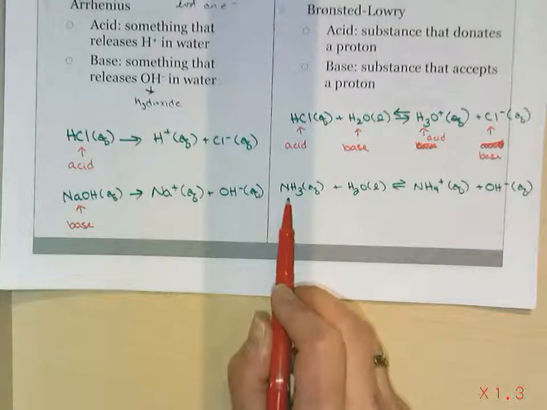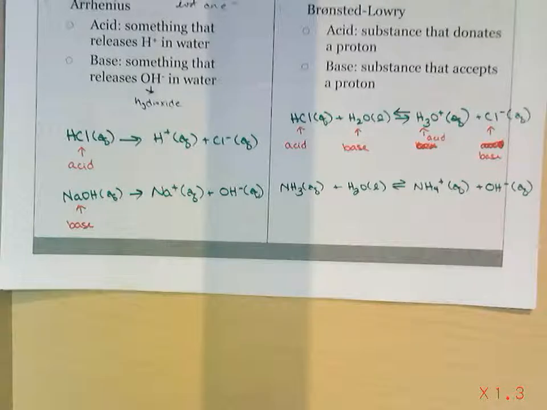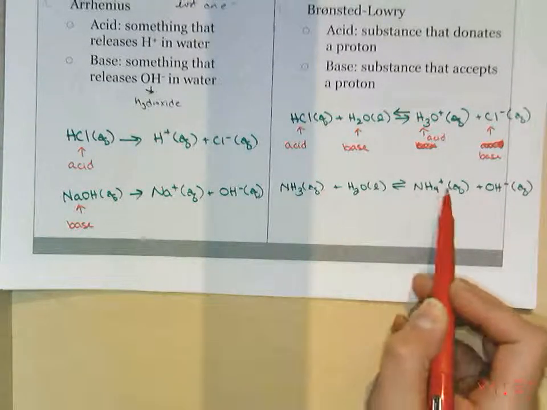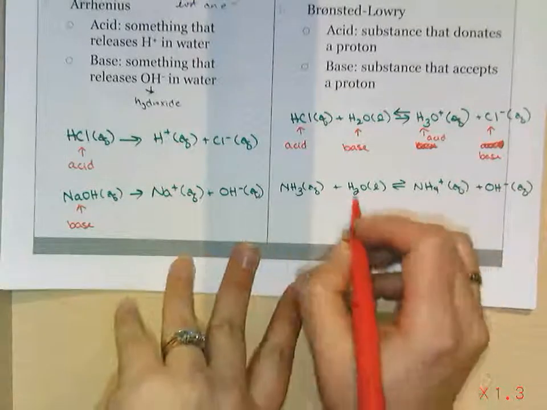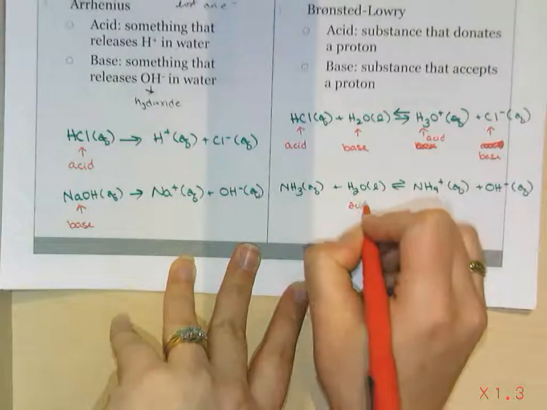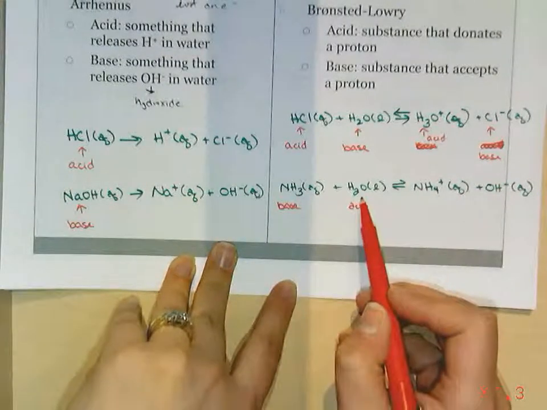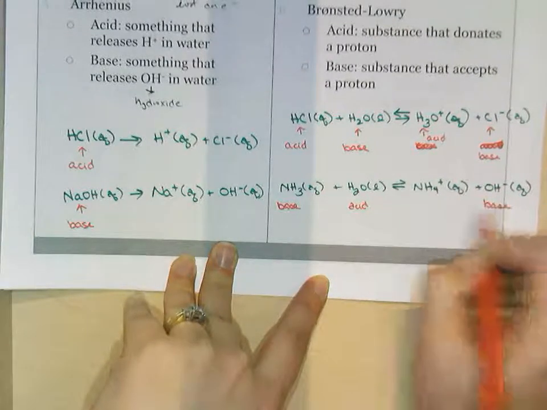is the NH3 or the water going to be the proton donor? The water is going to be the donor, right? Because the NH3 goes from NH3 to NH4 plus, so it's gained a proton. So if this is the donor, then this is the acid, which means this must be the base. So if water is the acid on this side, it's the base on this side, and it's the acid on this side.